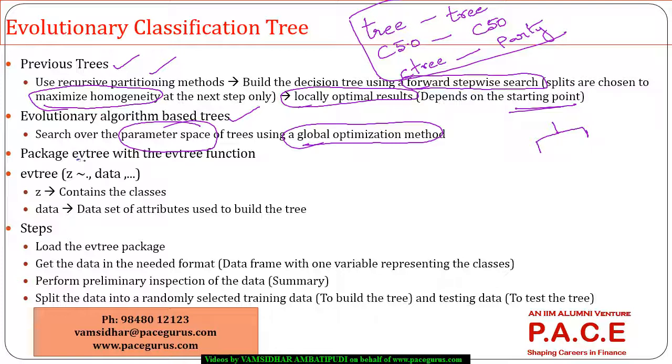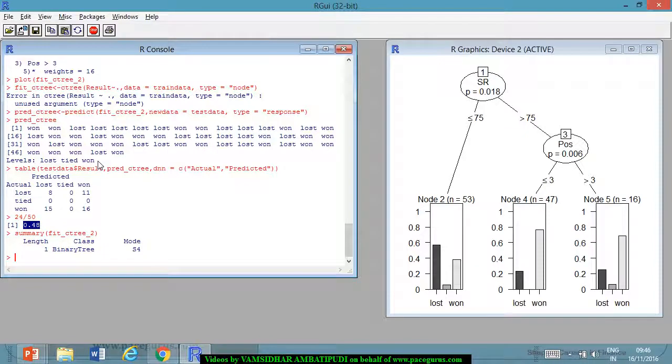So this one works with the package evtree, and the function is also evtree, which is nothing but evolutionary classification tree. Here also I have to give Z, the classes, the groups, the classification-related variable, and the data is all those that are going to influence that particular classification. So first let me install the package evtree, and we'll see what this function is going to do in the process.